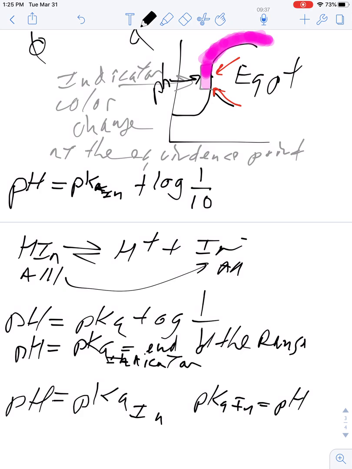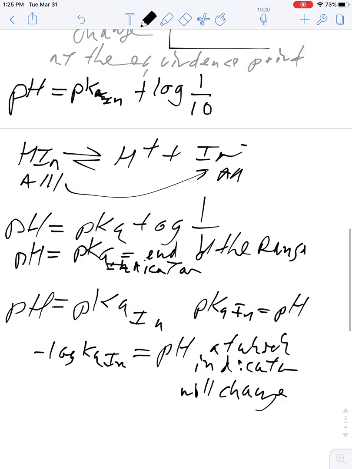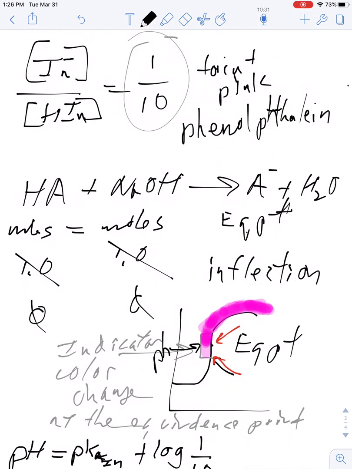So that's how I pick my indicator. I say to myself, okay, I've got all the pKa's or the Ka's of my acids and bases. There's a table in the book. You go to that table in the book and take the log of those Ka's of the indicator, and that will give you the pH at which the indicator will change color. So you take the pKa of the indicator, and that'll tell you the pH at which it will change color, and you want that to match up with your equivalence point.